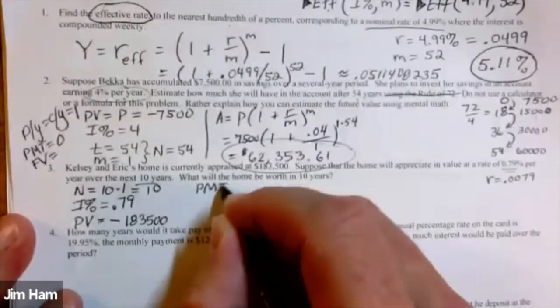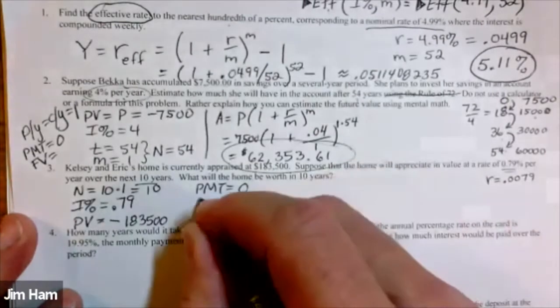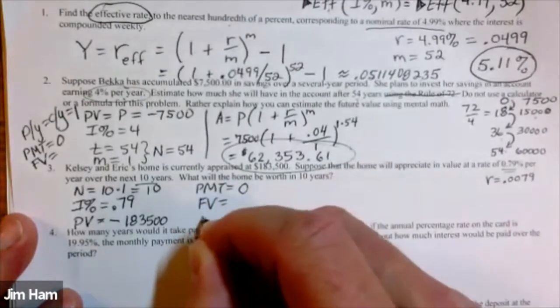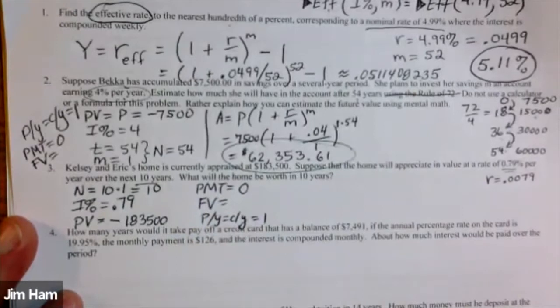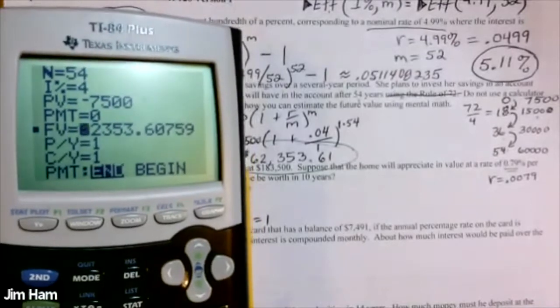There is no payment. This is not an annuity problem. There's no payment, no investment, no regular amount of cash outflow. The future value is what we're trying to find. And we're just compounding 1 time per year. It's kind of a silly problem if you want to know what your house is worth, assuming an interest rate, and you do compound interest. And we could do compound interest, but you can see it's not going to change the value much.